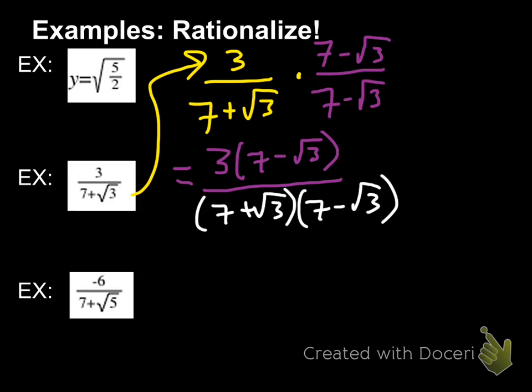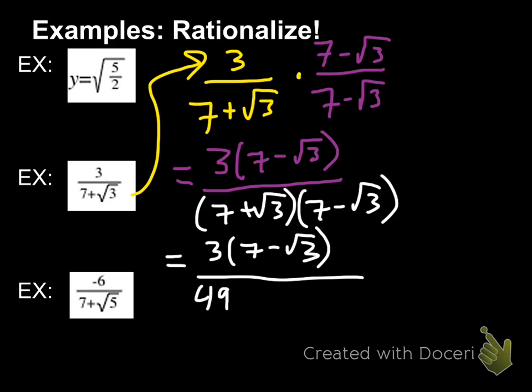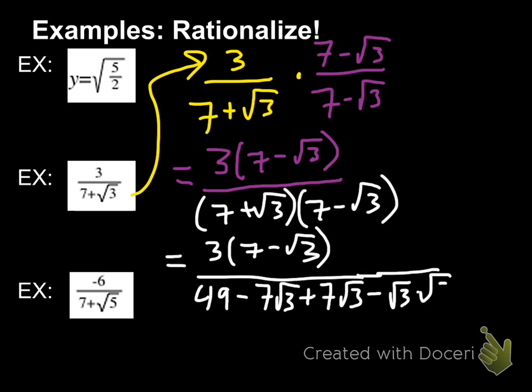And if I FOIL out that bottom thing, I think this is what I'll have. On top, leave that alone: 7 minus the square root of 3. On the bottom, I do the first term, which is 7 times 7, which is 49, right? Outside term, minus 7 times the square root of 3. Inside term, plus 7 square root of 3. And then that last term, I think, is minus the square root of 3 times the square root of 3.